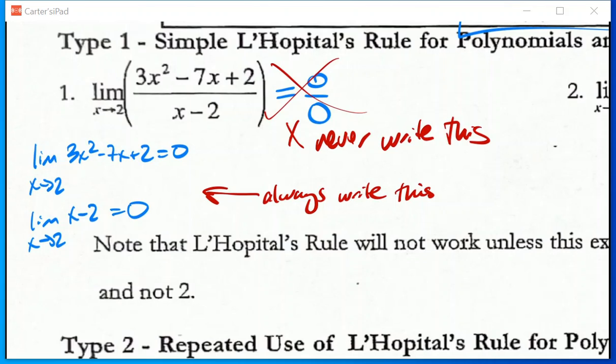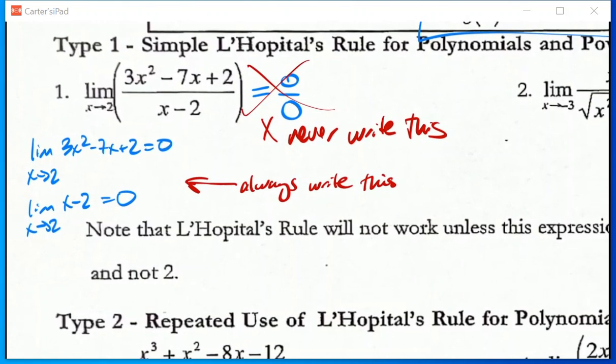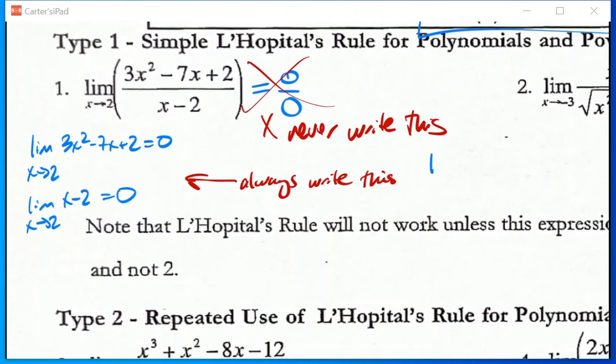So there's pros and cons, but especially the more complicated the limits get, the easier L'Hopital's is. L'Hopital's rule just says that we can now reevaluate this limit by taking the derivative of the top and bottom separately, not using quotient rule, not doing the derivative of the whole thing, just the derivative of 3x squared minus 7x plus 2, which is, and the derivative of the bottom separately, which is? What's the derivative of the bottom?